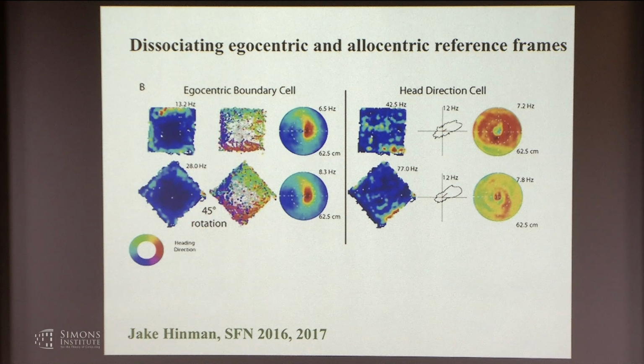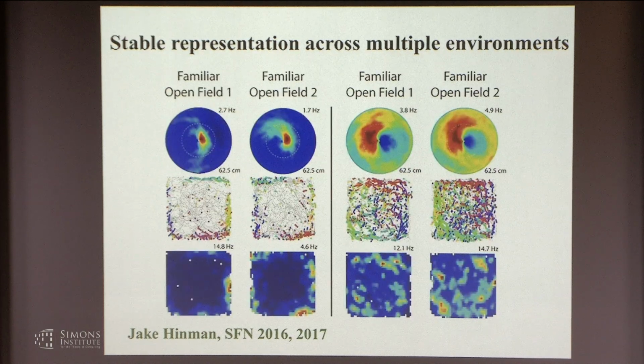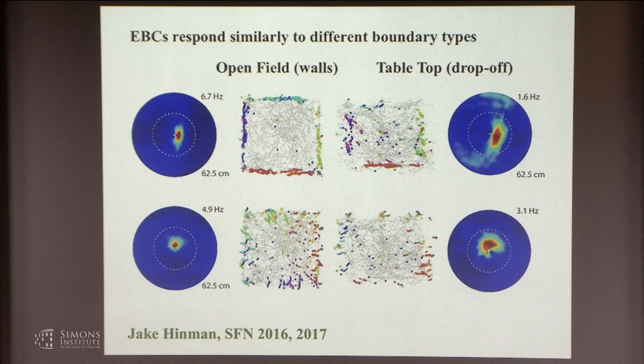So he also saw head direction cells in the striatum, which have been described by people such as Sherry Mizumori. And he showed that these allocentric head direction cells will respond based on the overall environment, even if he rotates the local environment. But when he rotates the local environment by 45 degrees, the egocentric boundary cells maintain their egocentric representation. So the actual responses will rotate with the environment. He also showed that the responses are stable across multiple different environments, so it's not that it's remapping the way place cells would.